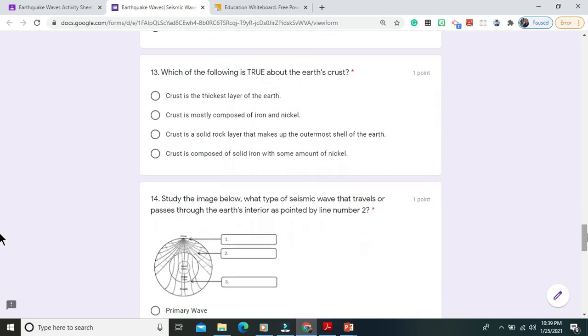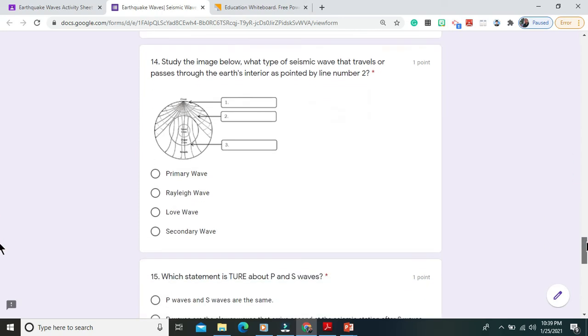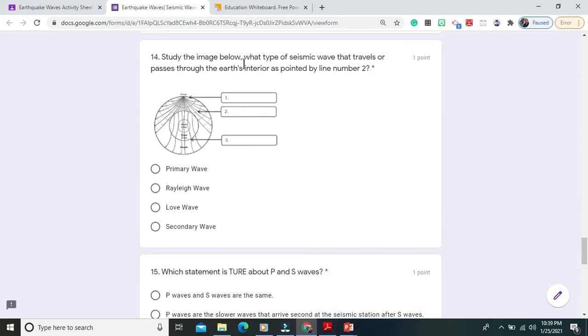Question number 13. Which of the following is true about the Earth's crust? The correct answer is crust is a solid rock layer that makes up the outermost shell of the Earth. Question number 14. Study the image below. What type of seismic wave travels or passes through the Earth's interior as pointed by line number 2? The correct answer is secondary wave.